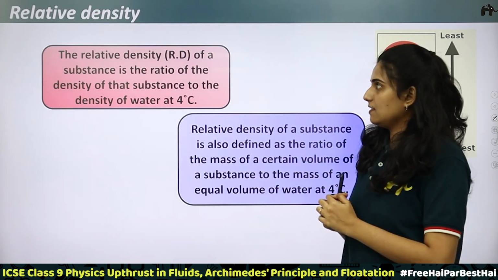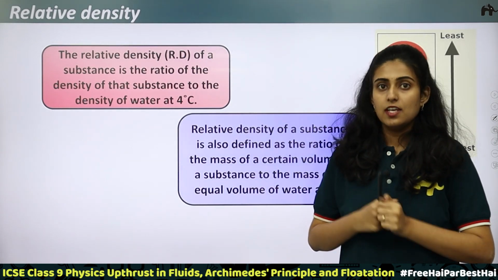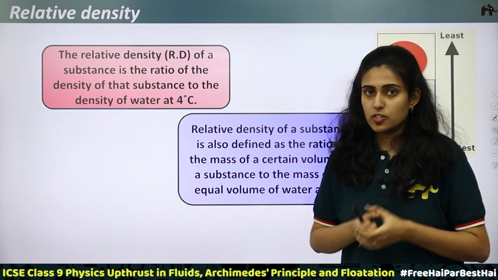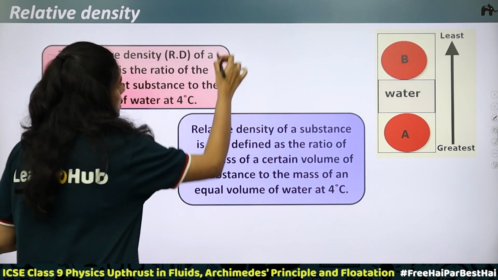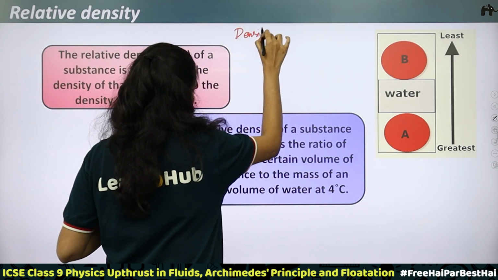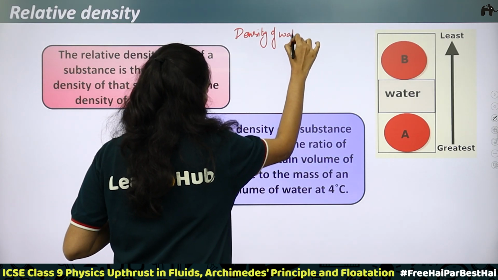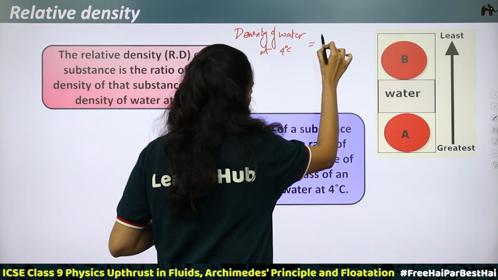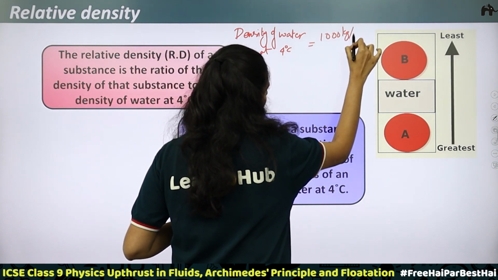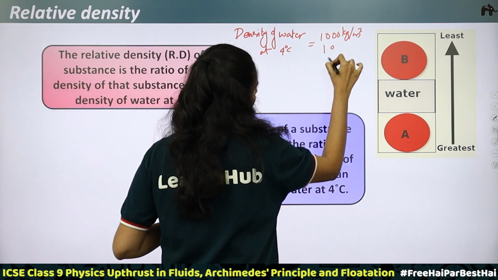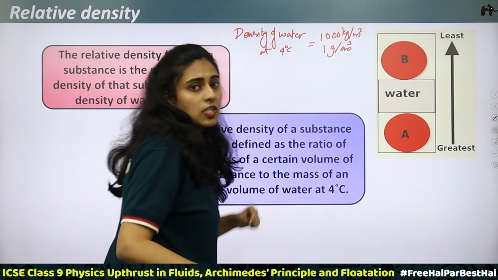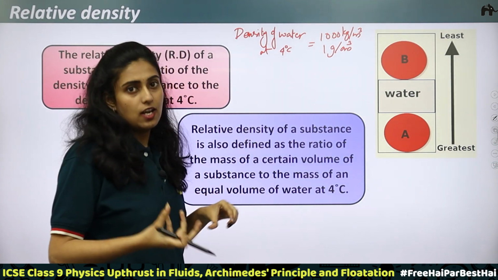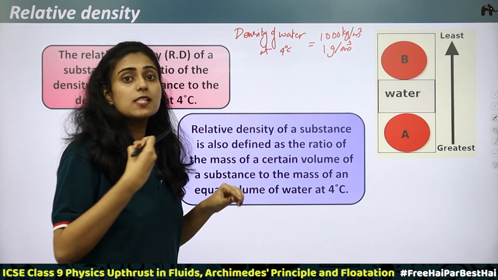Now, what is relative density? Let us discuss what is relative density. Relative density is when the density of a substance is compared to the density of another substance. Here the standard we have is the density of water. What is the density of water? Density of water at 4 degrees Celsius is taken as the standard, equal to 1000 kilogram per meter cube or 1 gram per centimeter cube. So, relative density is nothing but the density of a substance relative to the density of water, or density of a substance with respect to the density of water.